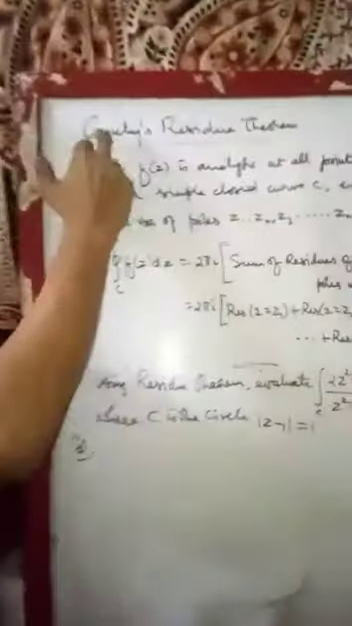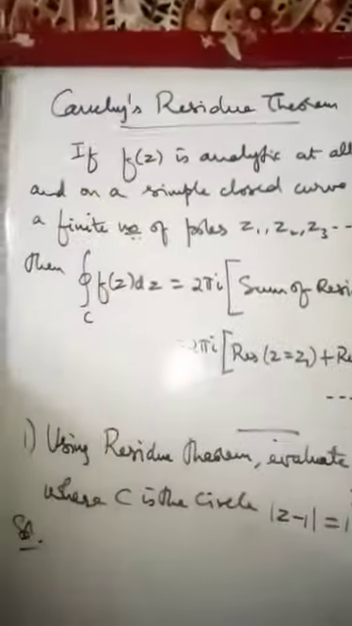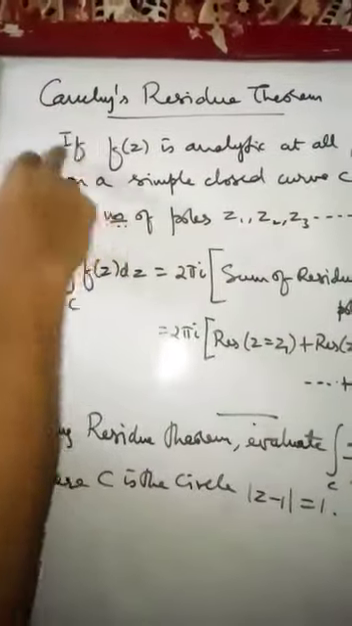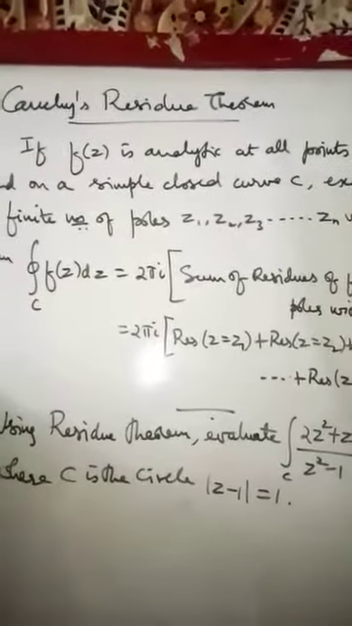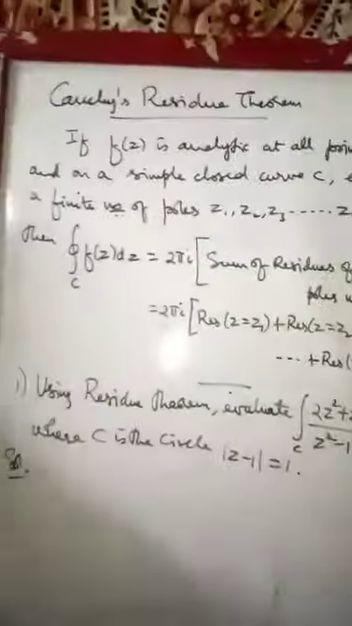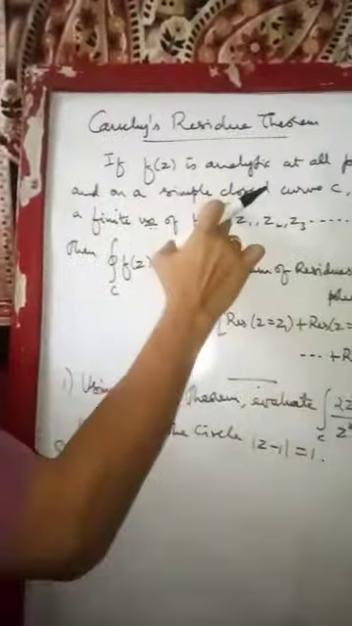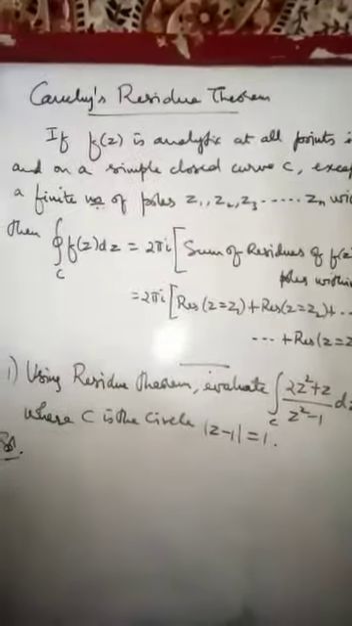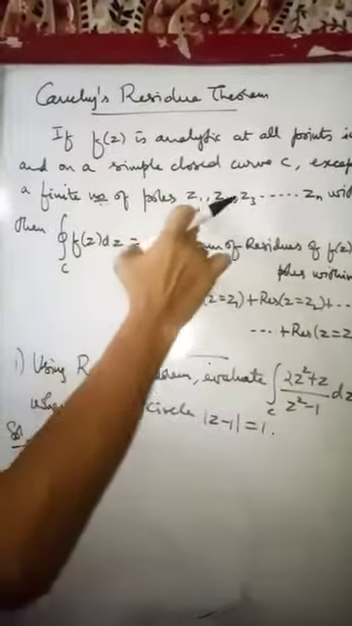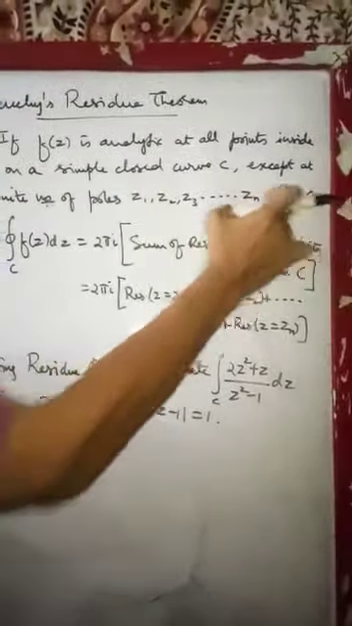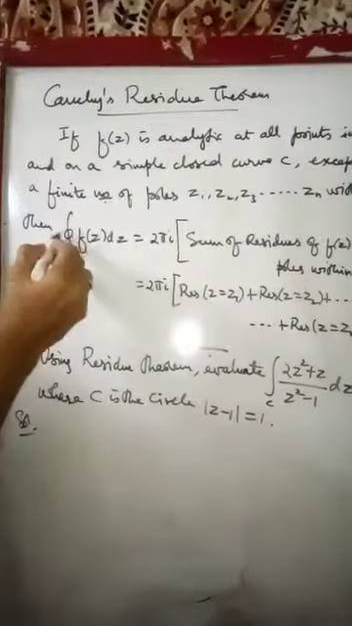So students, in the last class we have seen residues and the problems in residues. So the next topic, Cauchy's residue theorem. This is a statement: if f of z is analytic at all points inside and on a simple closed curve C, except at a finite number of poles z1, z2, z3, etc., zn within C, then integral over closed curve C.